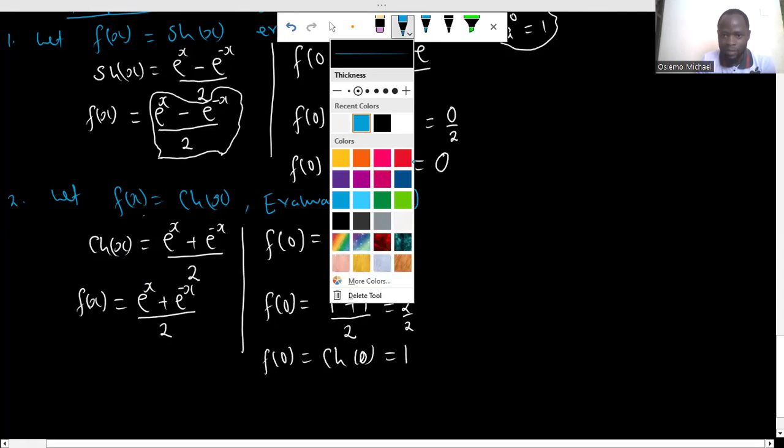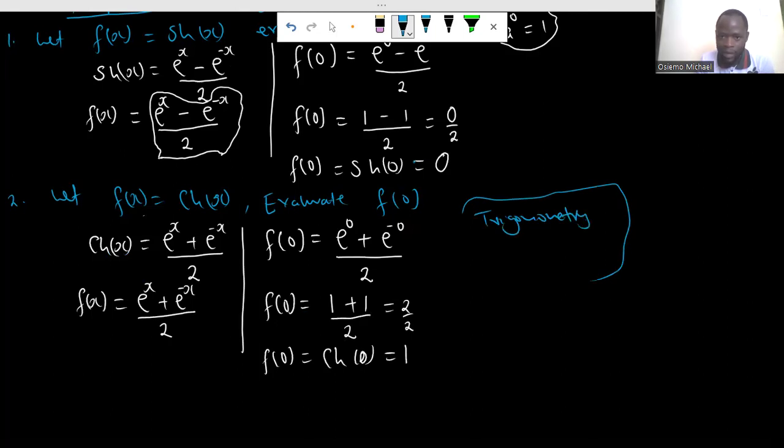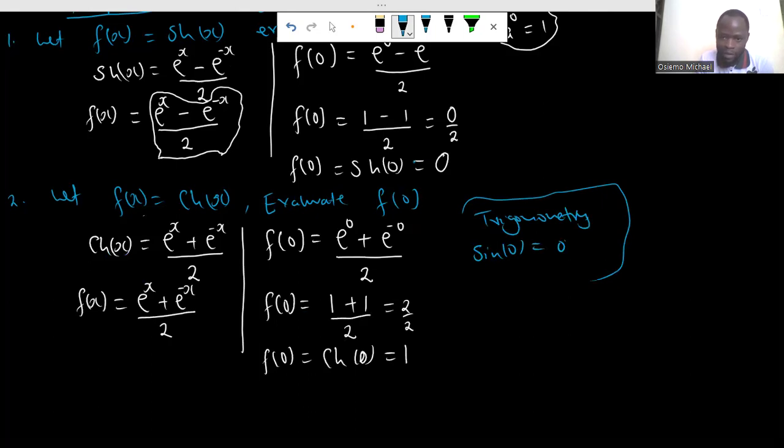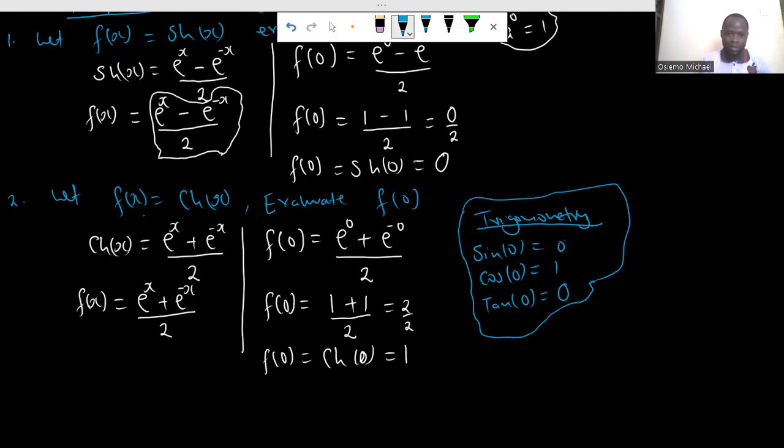In trigonometry, sine 0 is equals to 0. Cos 0 is equals to what? To 1. And tan 0 will be equal to sine 0 over cos 0, which is equals to 0. So it means that there's still a kind of a relation between trigonometry and hyperbolic. But that we will not look at today. But we shall look at it maybe in another lesson.